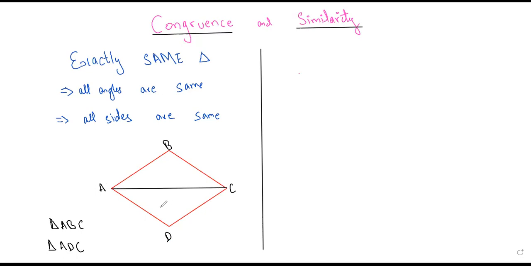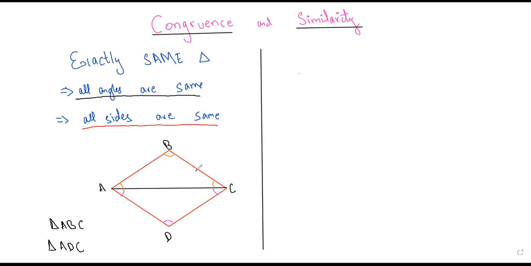Triangle ABC would be congruent to ADC if all angles are the same. Since we have these three angles and these three angles, these are the three angles in both triangles and they are equal. I'm telling you they are equal. When we talk about the angle properties, I would be able to prove that, but for now just trust me, these angles are equal and all sides are the same.